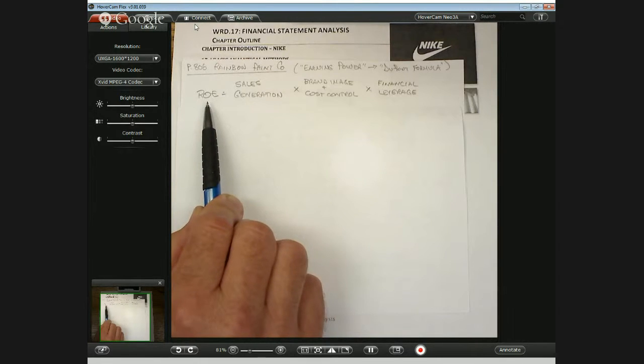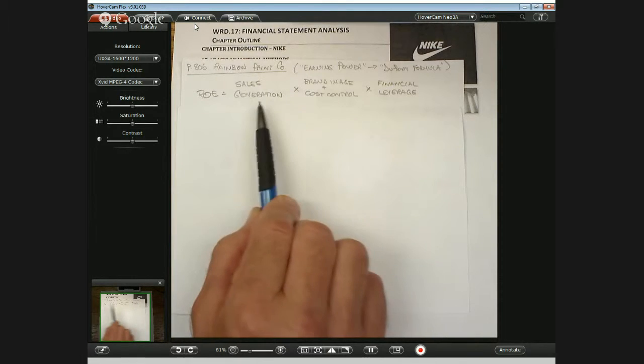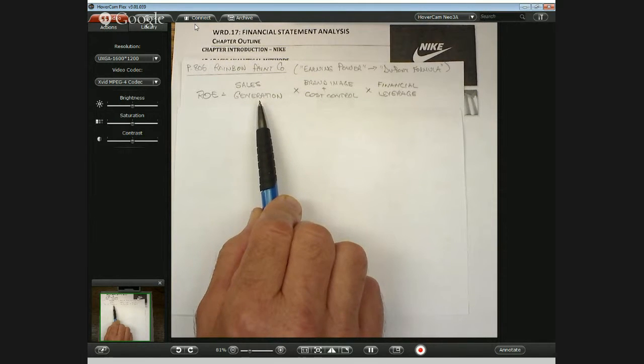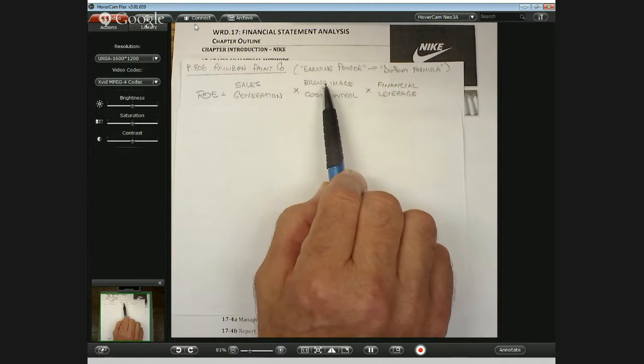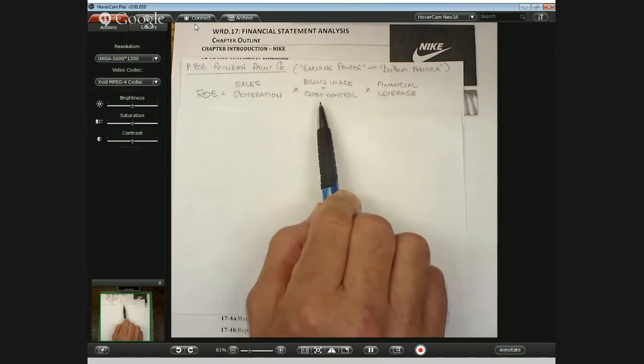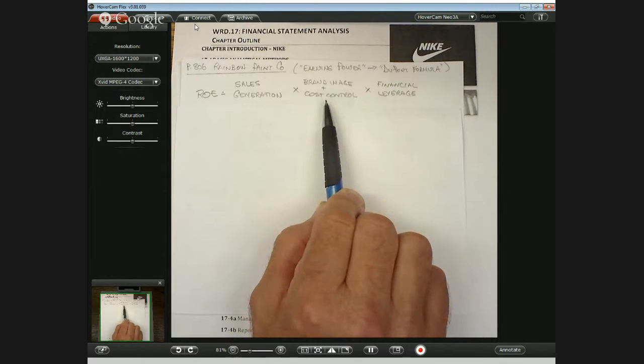And what they recognized was that the return on equity, the profitability of the owners' investment, really depends on three things that a company can do. One is to generate sales. If a company can't sell the products that it manufactures or buys for resale, it will not be in business very long. The second thing that a company can do is to maintain a strong brand image. That means a strong markup of selling price over its cost, plus it should control its operating expenses.